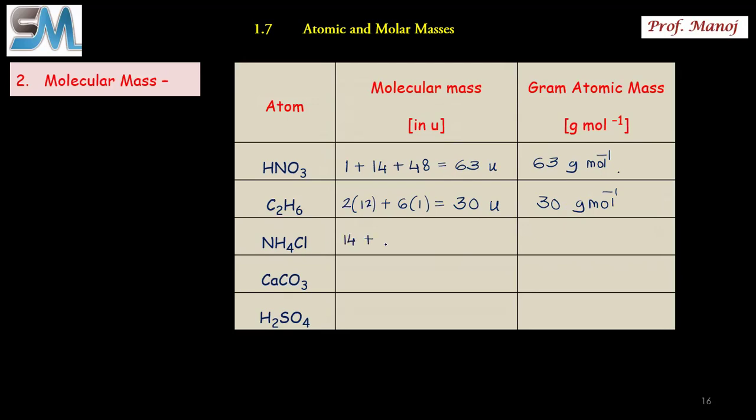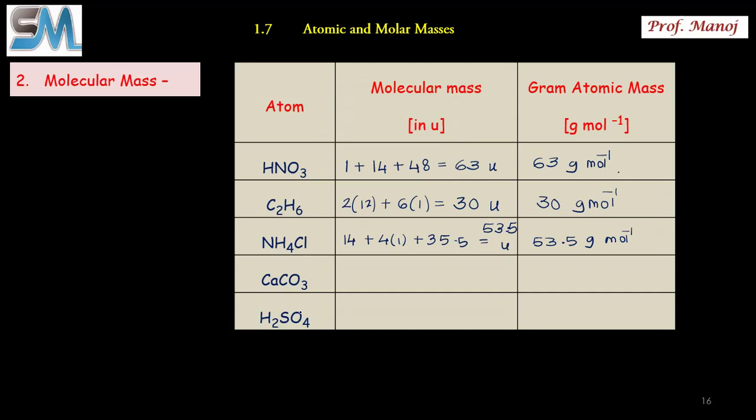Nitrogen 14, hydrogen 4 into 1, plus chlorine 35.5. This total comes as 53.5 U, or 53.5 gram per mole.